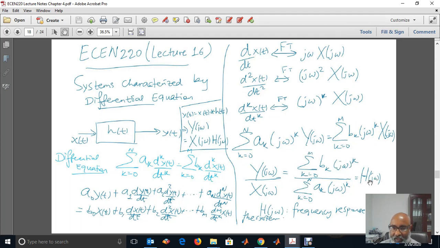We know H(jω). So this rational function of ω gives me the frequency response of the system. Remember, this is again the compact form. In long form, when we expand it, this will become (b0 + b1 jω + b2 (jω)^2 + ... + bm (jω)^m) over (a0 + a1 jω + a2 (jω)^2 + ... + an (jω)^n).